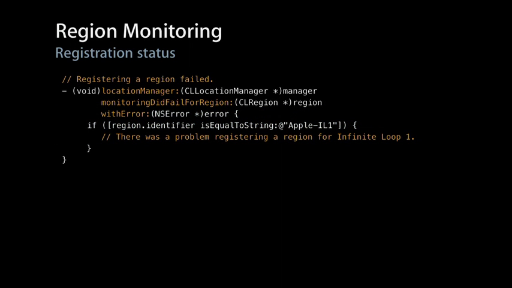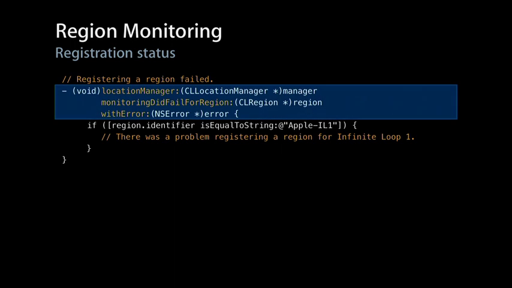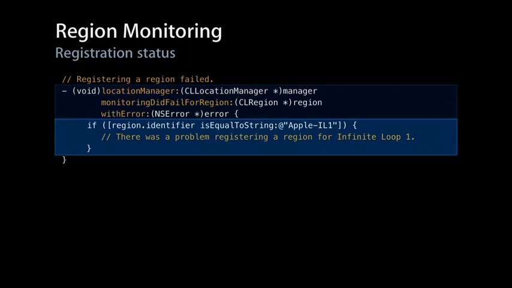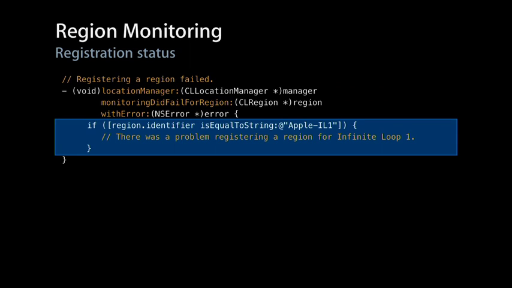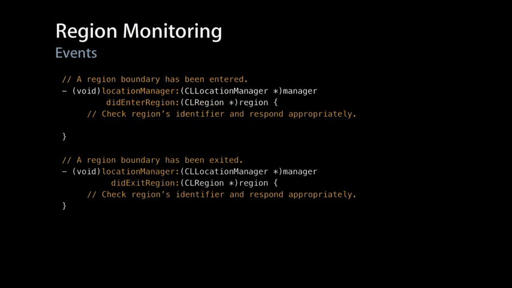In the event that the region could not be registered, you're going to receive the location manager monitoring did fail for region with error callback. Again, you can check the identifier of the passed in CLRegion object to see which region was unable to be registered. And that's it. That's all there is to setting up regions.